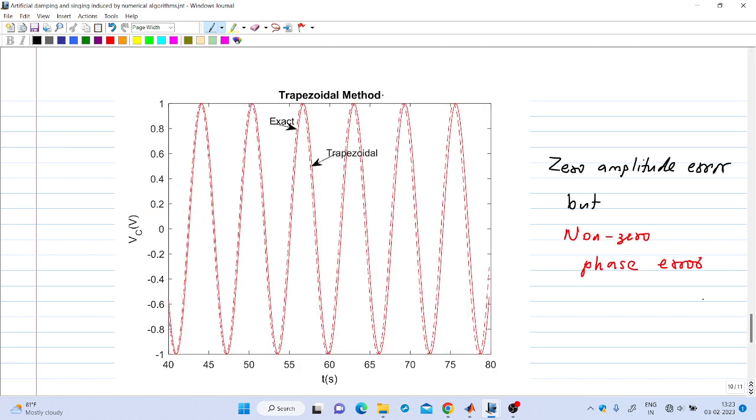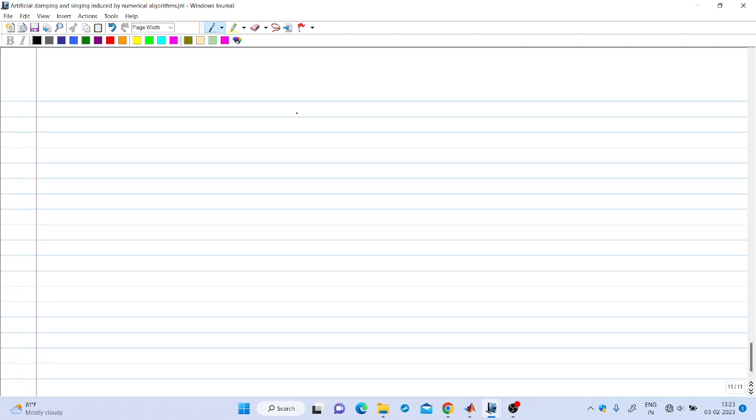But trapezoidal technique has another drawback. Even though the amplitude has zero error, there will be an error in the phase. If you compare the exact solution and the trapezoidal solution, you can see that there is a phase shift. If you observe closely, you can see there is a phase shift between the exact solution and trapezoidal solution. That is one drawback of trapezoidal method. So this is about artificial damping in numerical methods. Thank you.